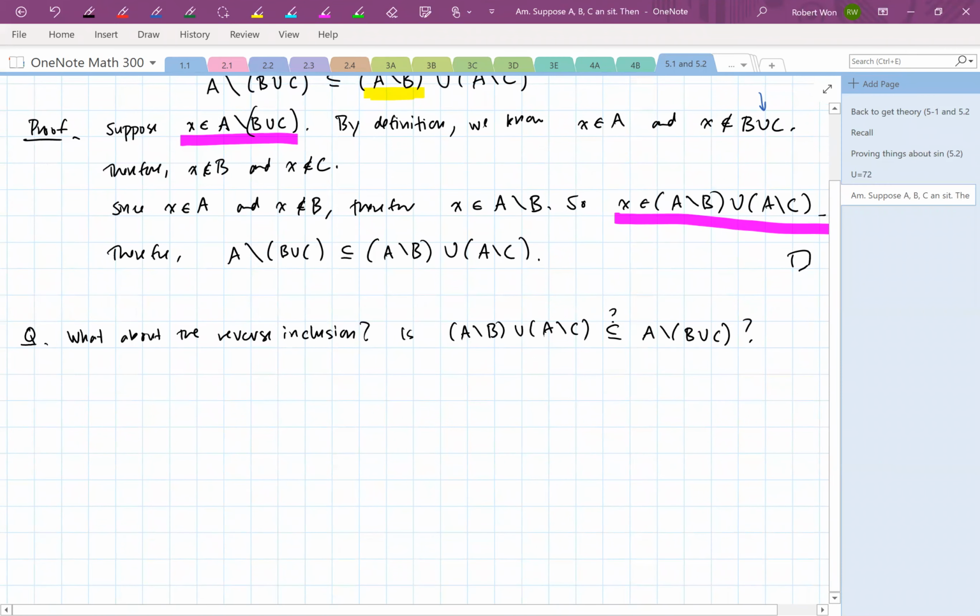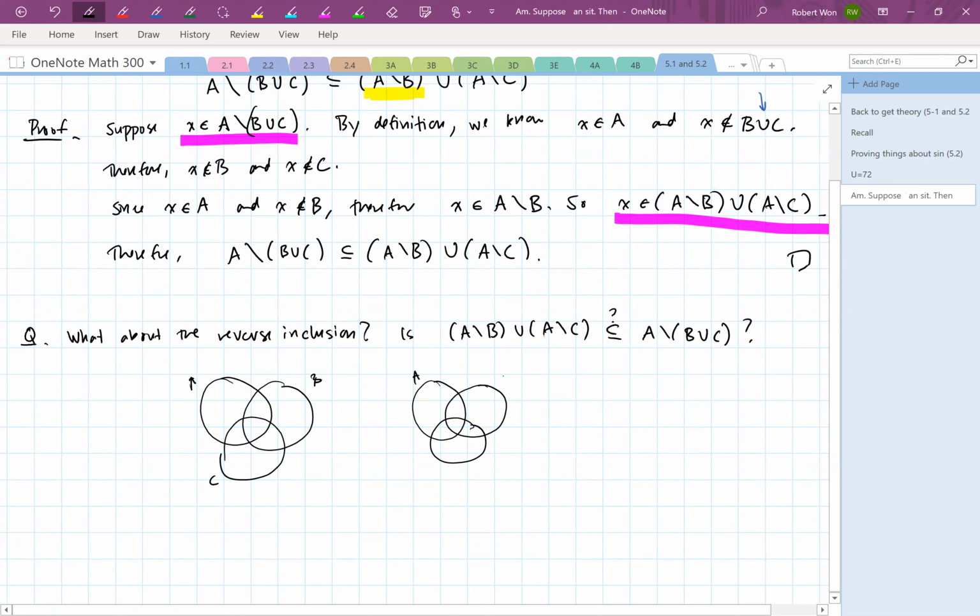So let's think about this picture. The general Venn diagram for 3 sets looks like this. This is A, B, C. So what is this left-hand side? A minus B union A minus C. So A minus B is this bit. It's like everything in A that's not in B. A minus C is this bit. And if you union them together, you get everything that's in green here, right? So the green color here is the left-hand side set.